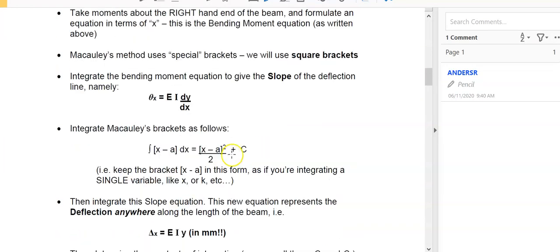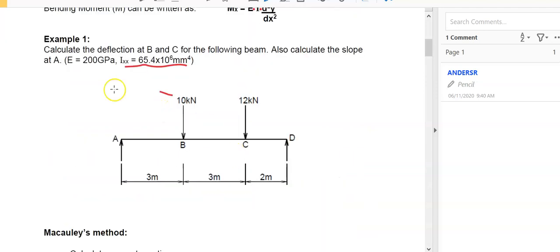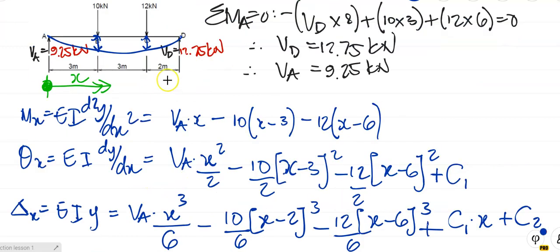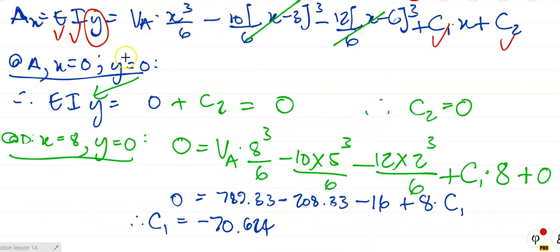Let me go back to the question quickly. The question says, calculate the deflection at B and C for the following beam. Also do the slope. We get into that now. We now know everything. We're now in a position to calculate B and C. So at B, x is equal to 3. So at x equal to 3, I'm going to put x equal to 3 into the deflection equation there and determine that over there.